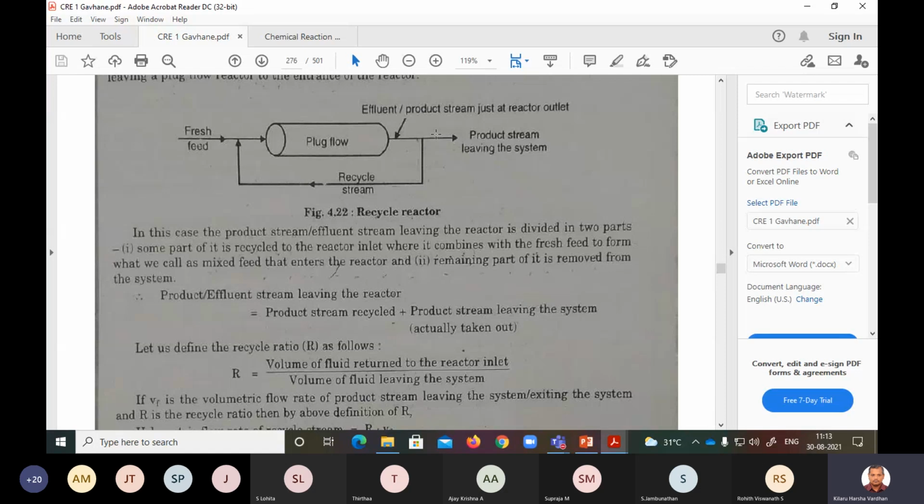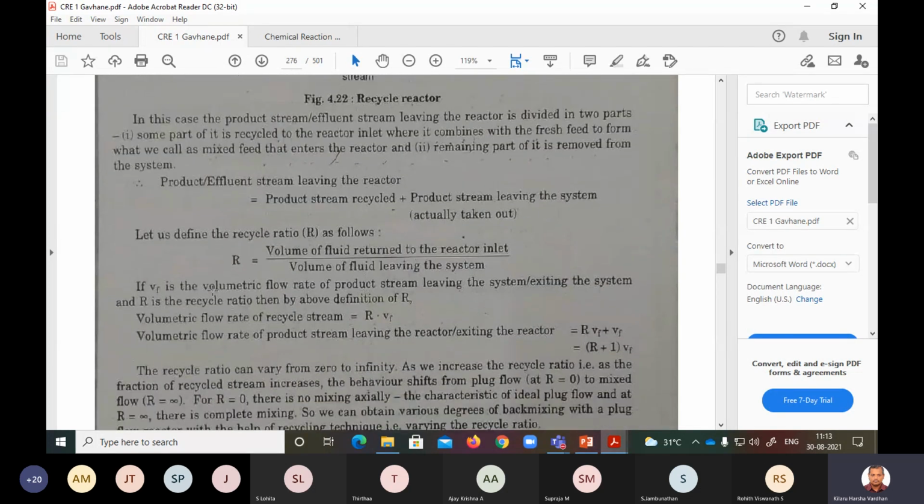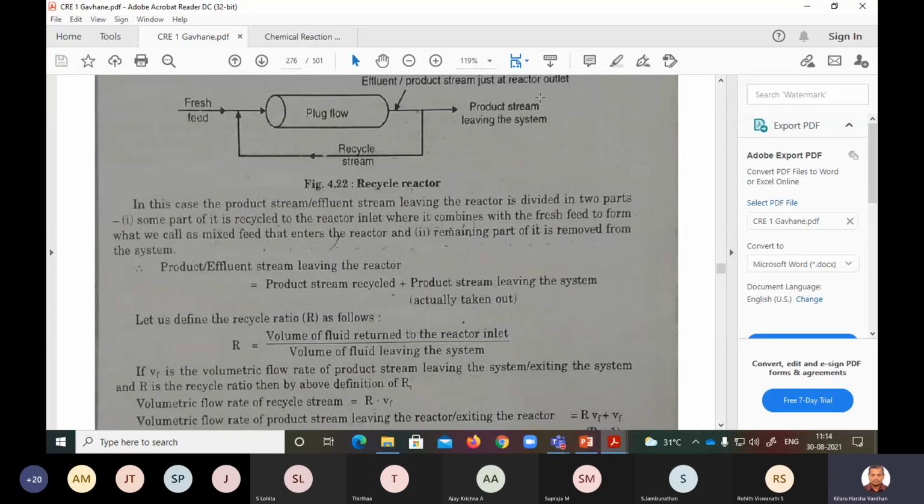This divided by this is called the recycle ratio. So the recycle ratio ranges from 0 to infinity, right? That is what we assume. Let VF be the volumetric flow rate of the product leaving the system. Leaving the system is this particular thing.